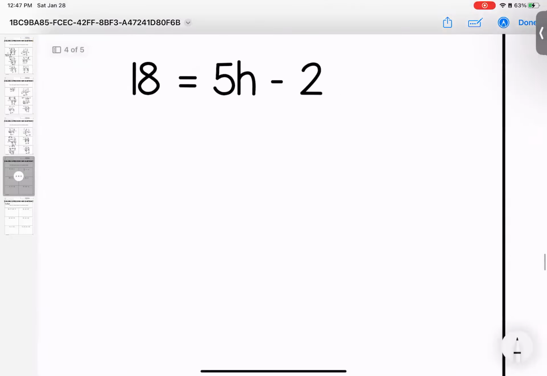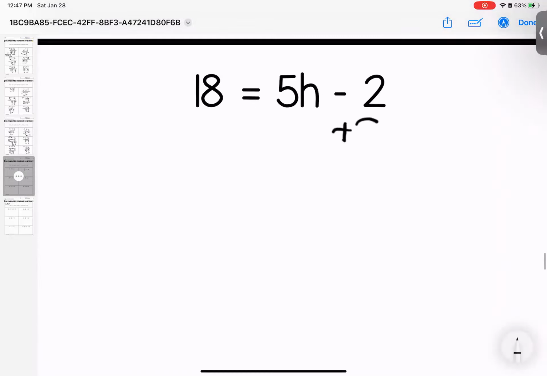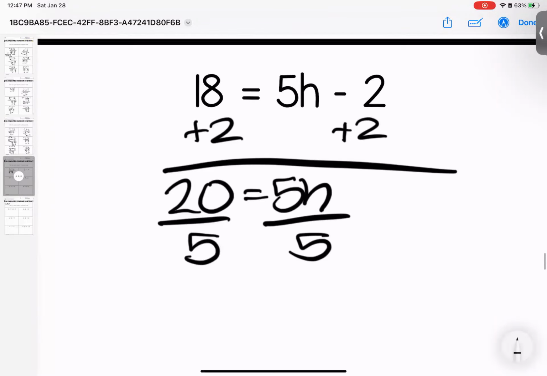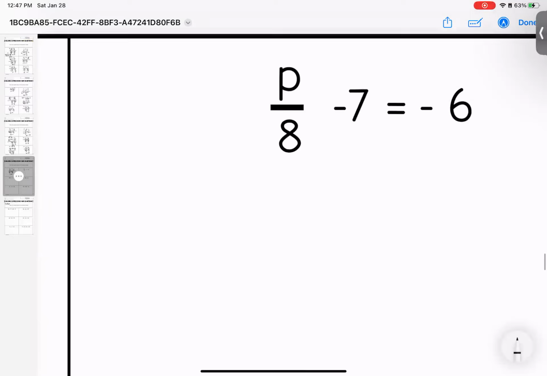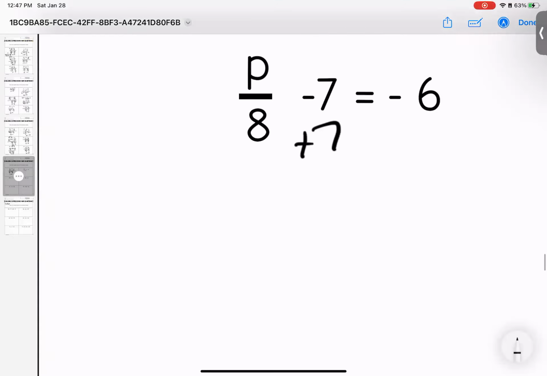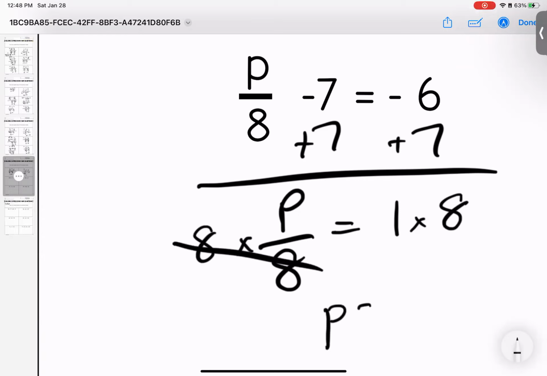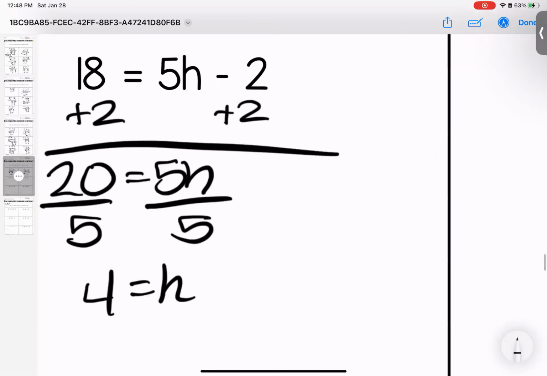All right, on to page 4, where we're going to kick out the constant. 20 is equal to 5h. Sticky numbers, divide them. 4 is equal to h. Constants first. We have p divided by 8 is equal to 1. 6 and 7 are opposites, so we subtract. Larger number gives us the sign. Multiply both sides by 8 to cancel out. P is equal to 8.